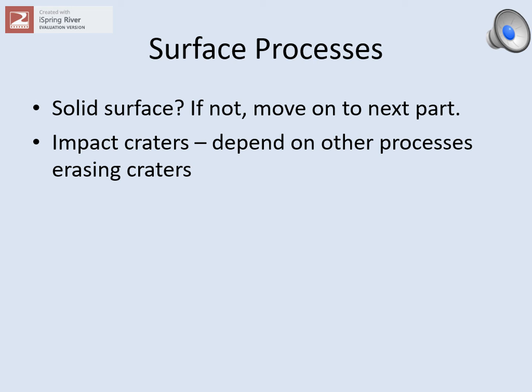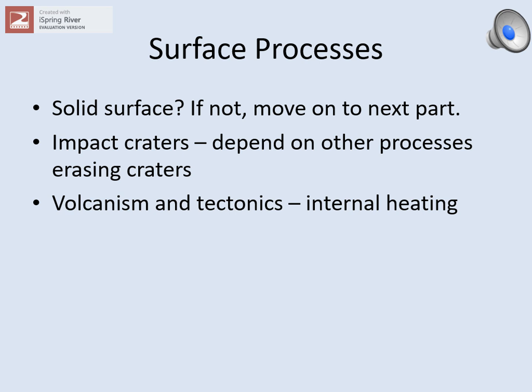So the number of craters on the surface will mostly depend on how much of the other processes are going on. Volcanism and tectonics depend mostly on internal heating, so your description of these will be tied to your answer about internal heating earlier in the question.